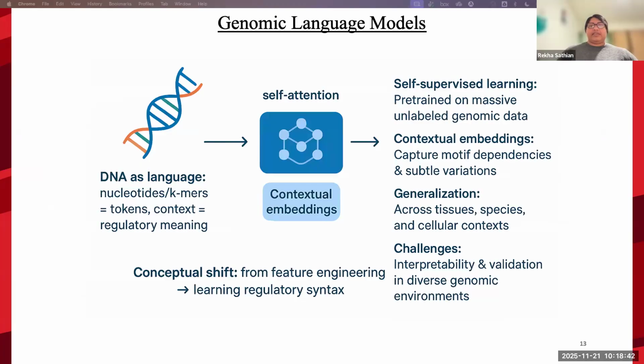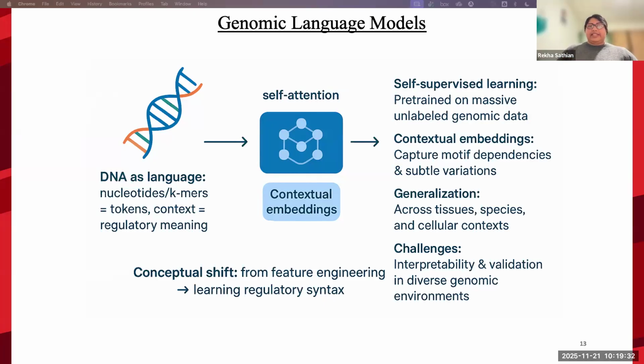Unlike the NLP-inspired models we mentioned that require an additional classification layer, standalone genomic language models encode regulatory information inherently. In this model, the DNA sequence is treated like a language where nucleotides or k-mers act as tokens, and the surrounding sequence provides the context, much like words in a sentence. These tokens are fed into transformer models, which use self-attention layers to learn the relationships across the sequence. The model generates contextual embeddings that capture dependencies between motifs, subtle variations, and even long-range interactions in the genome.